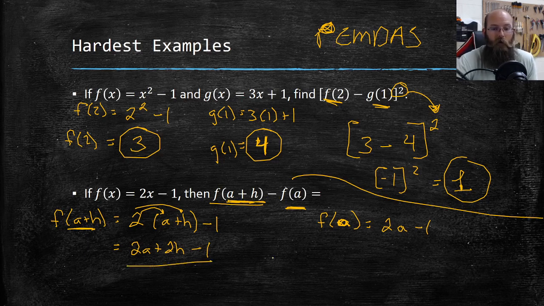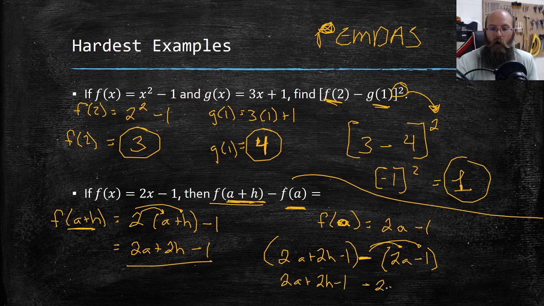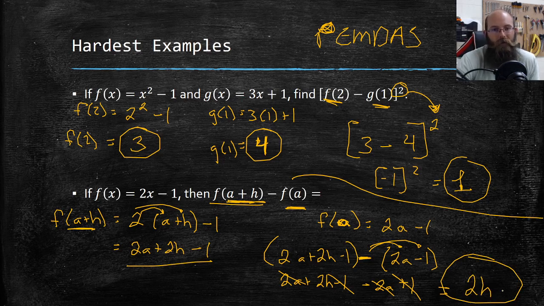This is my big one over here. So I'm going to write that down. 2a plus 2h minus 1. And then I need to subtract all of f of a. So I need to use parentheses. Right? It's kind of like this whole thing minus that whole thing. So that negative gets distributed. So I have 2a plus 2h minus 1 minus 2a plus 1. Double negatives on that one when I distribute the negative through. That makes my 1's cancel. And that actually makes my 2a's cancel. And I'm left with 2h. I know it's weird that there's still a letter in it. It's our only one with a letter in it still. But that's just the way it is.